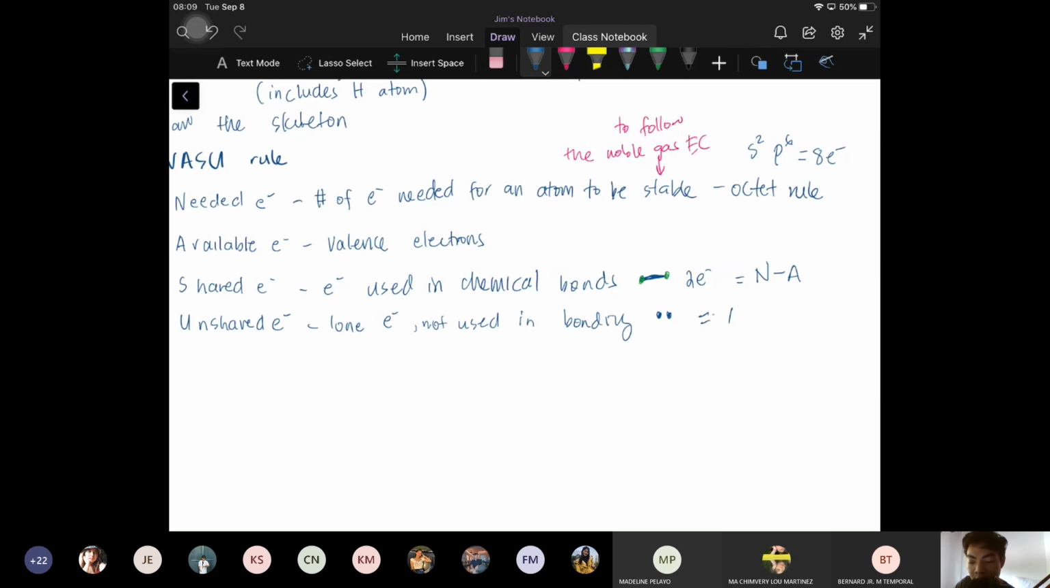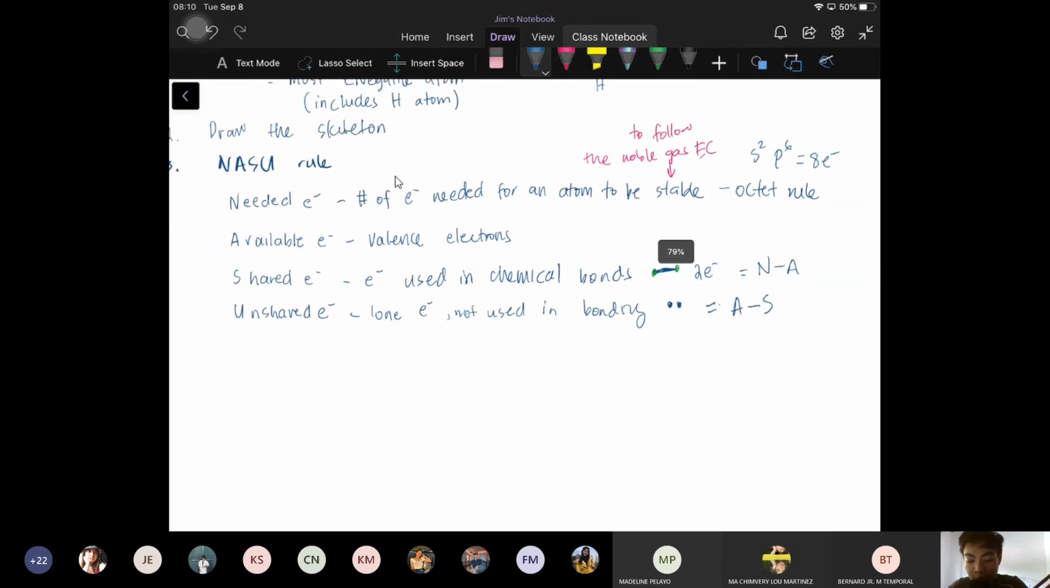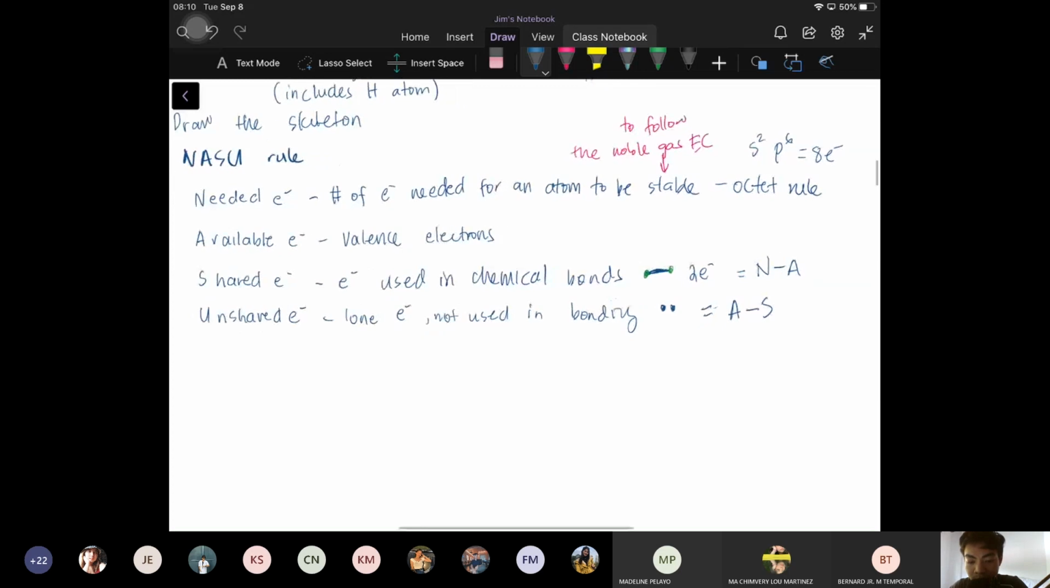The formula is A minus S. You subtract the available and the shared electrons. By subtracting them, you can get how many electrons are unused. So, ilan yung magiging lone electrons? Sila yung ipag-pair mo to form the lone pairs. Okay? So, with that, we're done with the Lewis structure.